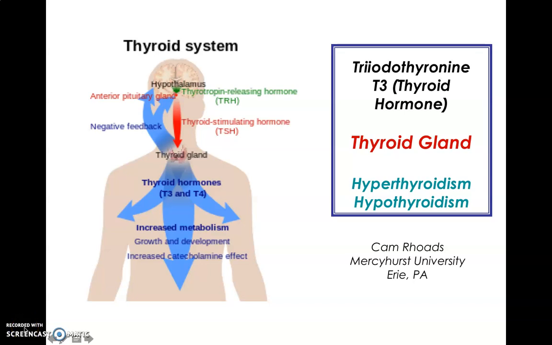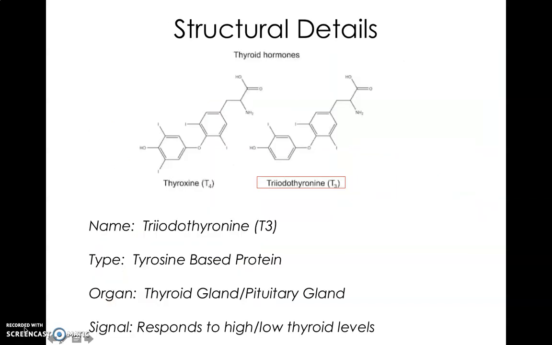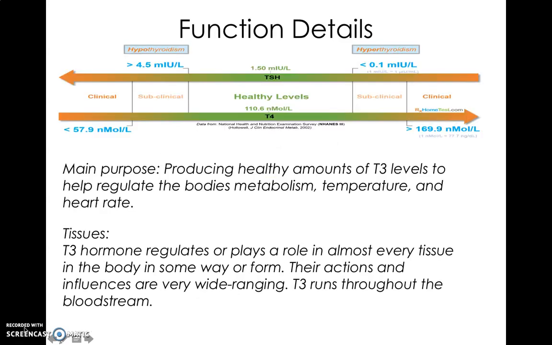This video presentation is on the hormone triiodothyronine, which is produced by the thyroid gland and regulated by the pituitary gland. The pituitary gland determines if the T3 levels are too high or too low and how the thyroid should react based on these. This can also be known as T3. T3 is a protein-based hormone that is synthesized by the thyroid gland in response to thyroid levels.